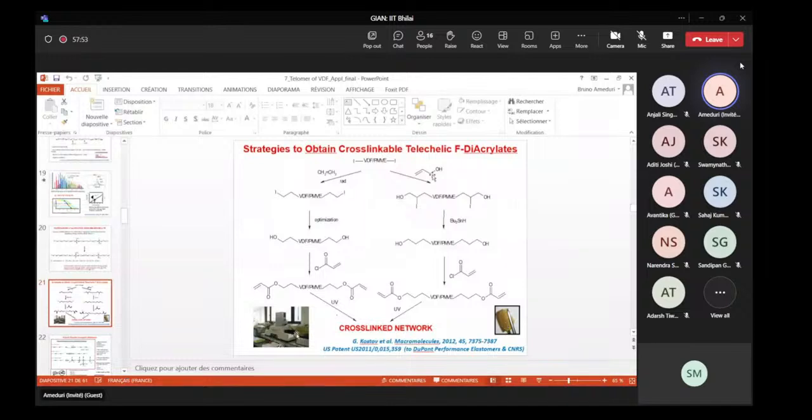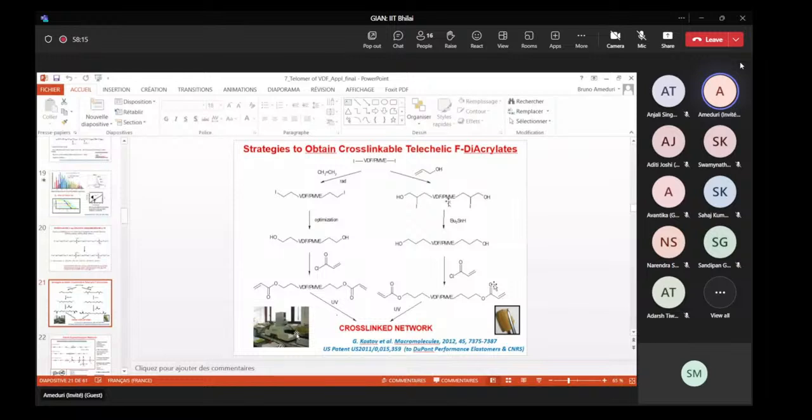The second strategy was to add this diiodo compound by a radical way onto allyl alcohol to make this bisiodohydrin, for which the iodine was reduced with tributyltin hydride and then acrylated in order to produce this alpha,omega-diacrylate.